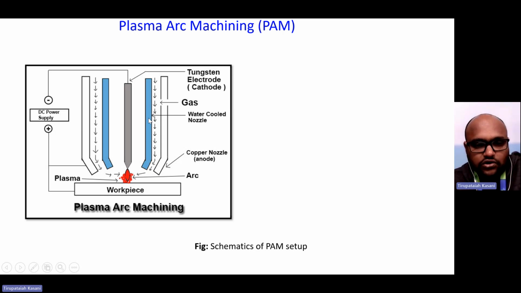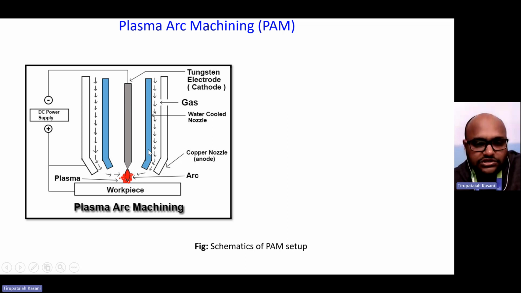Okay, the inside nozzle is supplied with water cooling. Water circulation, that is the water cooled nozzle. This blue color indicates the water cooling. Why? Because this is the tungsten electrode. In the TIG process also we are using the same tungsten electrode, which has high temperature withstanding capability.